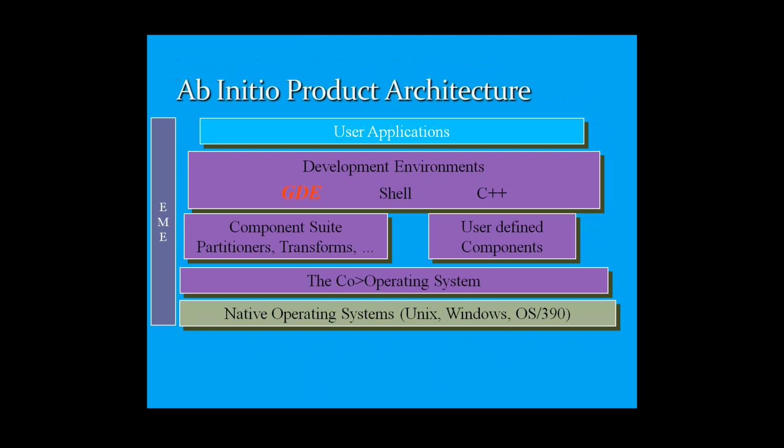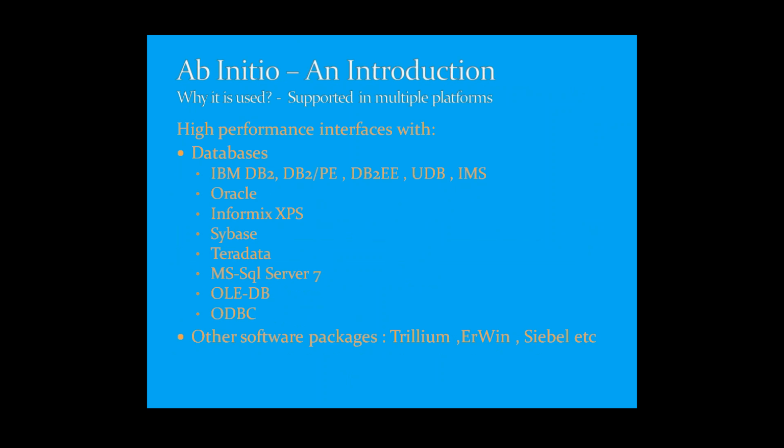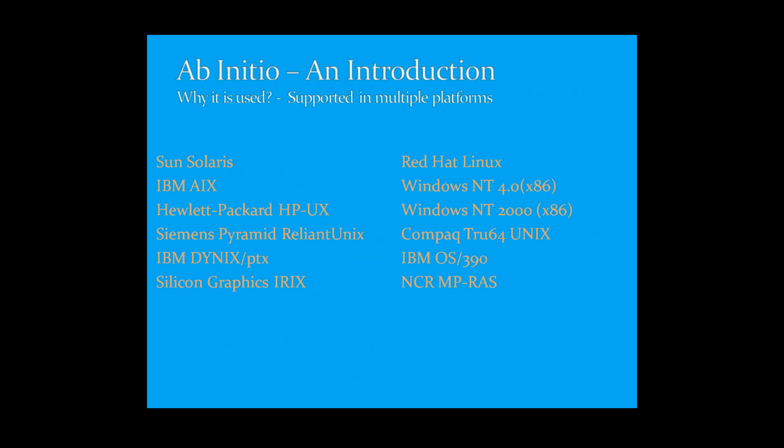Where I have all the operating systems which can be compatible with the Ab Initio. Okay, so here these are the operating systems which can be compatible with Ab Initio. You can use Sun Solaris, IBM AIX, HP-UX, Siemens. Okay, you can use Windows, Red Hat, Linux. You can use any operating system.